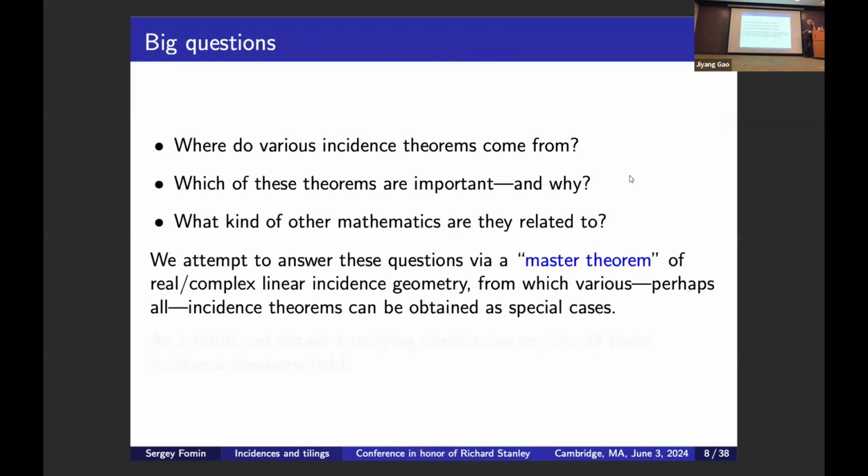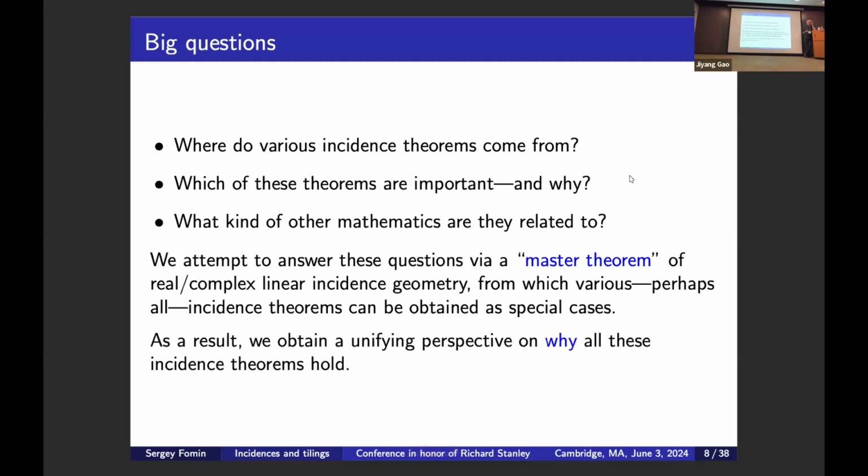So we attempt to answer these questions by suggesting what we think is the master theorem of linear incidence geometry, from which all other such theorems follow as special cases. As a result, we offer a uniform explanation for why these theorems hold.